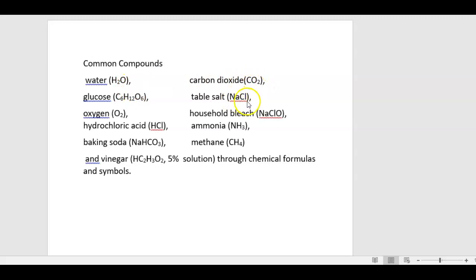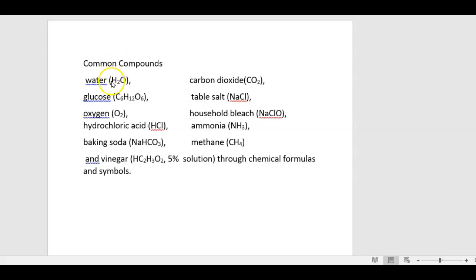The common compounds that normally show up on your test over and over again are water, carbon dioxide, table salt, hydrochloric acid, baking soda, methane, and ammonia. If I were you, I would memorize these ones. These are the only ones you will see over and over again, because these are the most common chemical symbols used in grade 8.